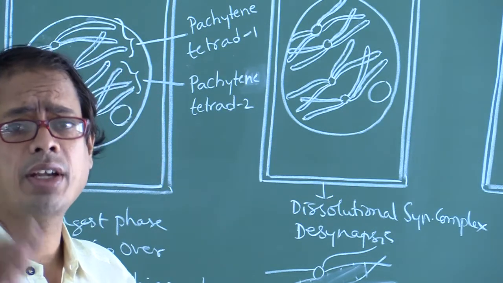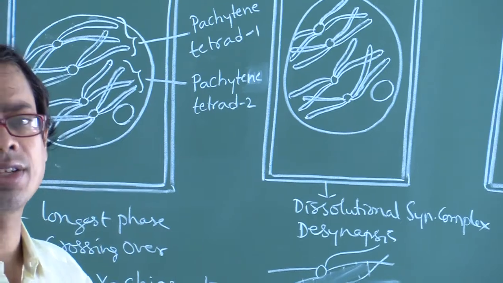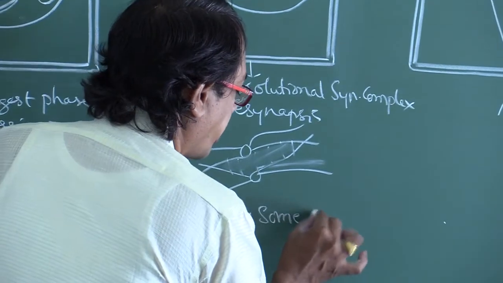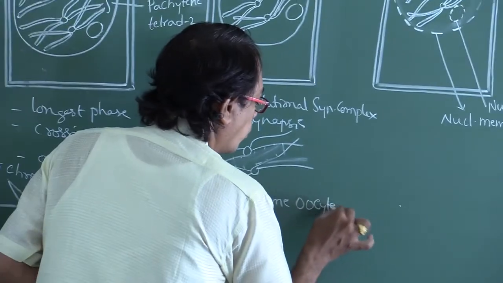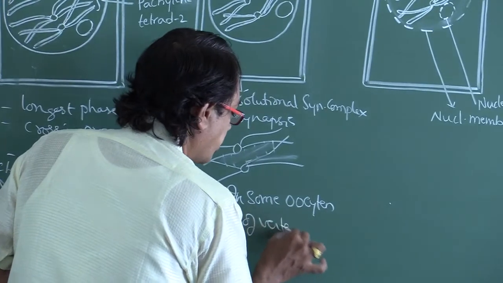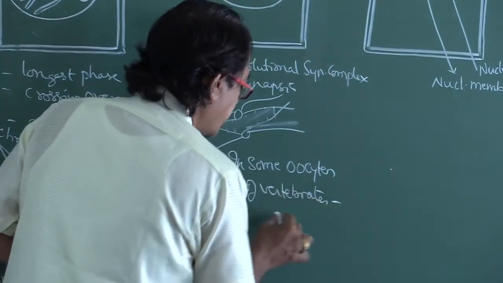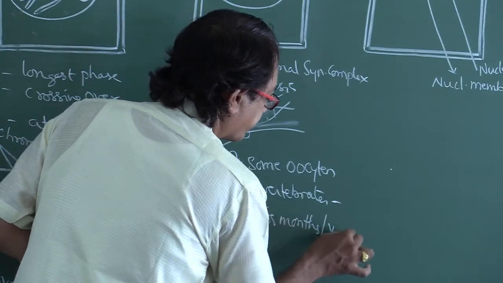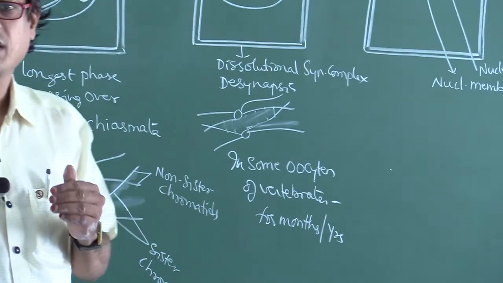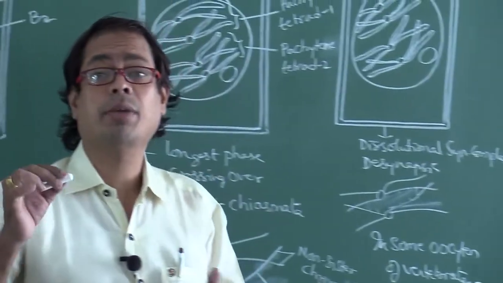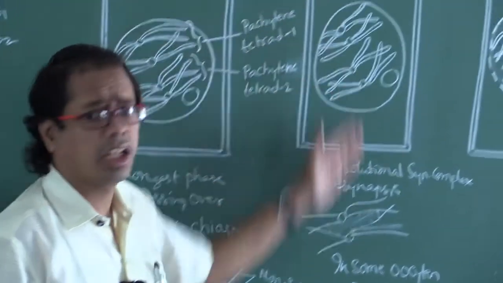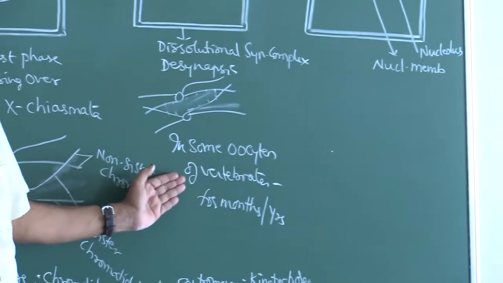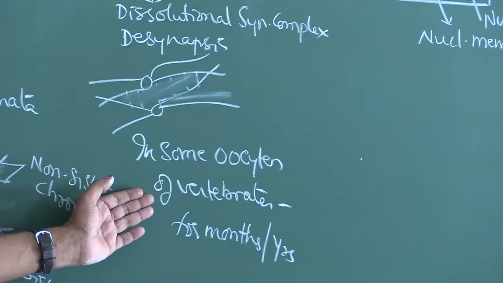In some oocytes of vertebrates, it occurs for months or years. This is also very, very important. So, which stage occurs for months or years in some vertebrates? That is diplotene. In some oocytes of vertebrates, this diplotene occurs for months or years.